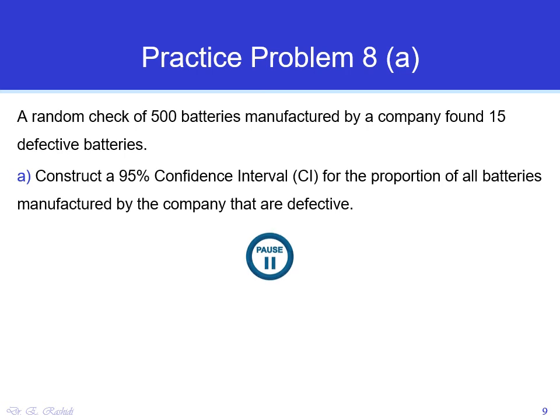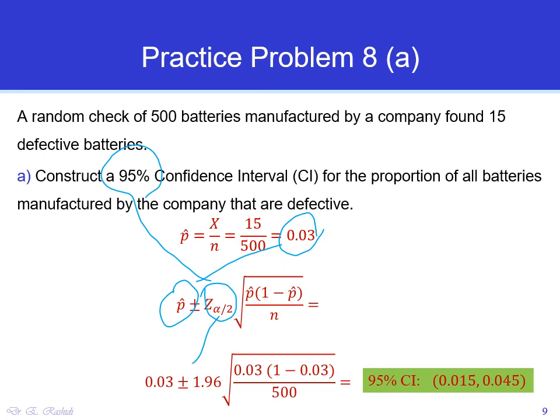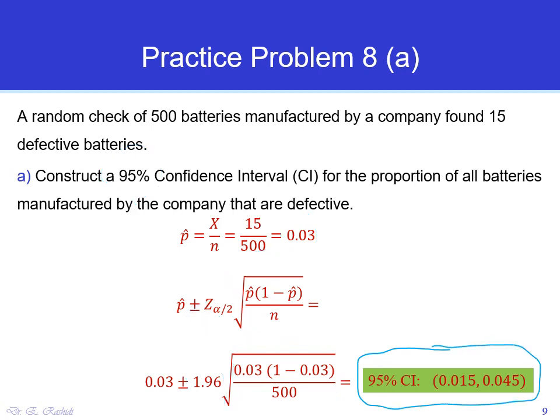All right, so let's see the solution. First, we need to find p hat, the proportion of batteries defective in the sample. That's 15 divided by 500, which is 3%. Then we're going to plug it in this formula. Z of alpha over 2, the critical value for 95%, is 1.96, and then we compute the standard error, and we would get the confidence interval. So the 95% confidence interval for the proportion of batteries that are defective is something between 0.015 and 0.045.